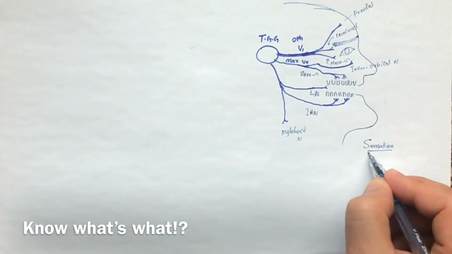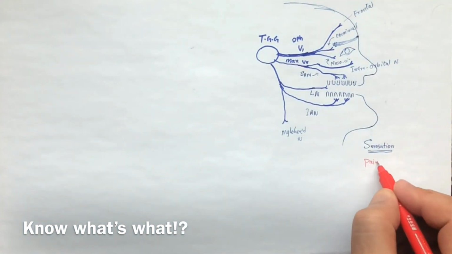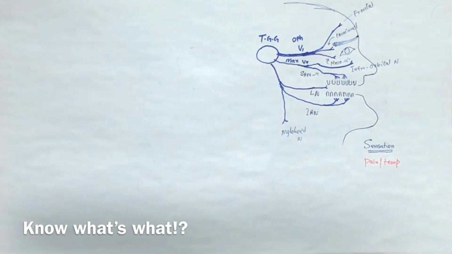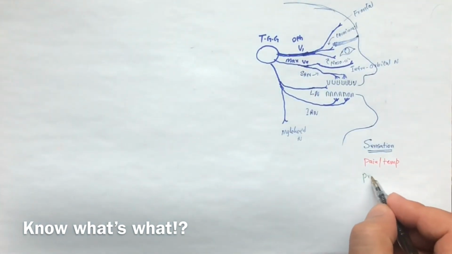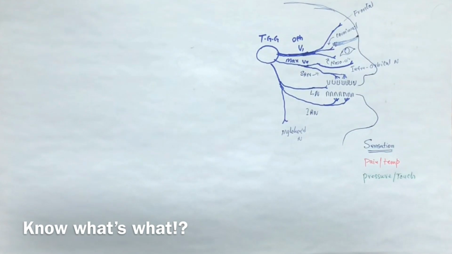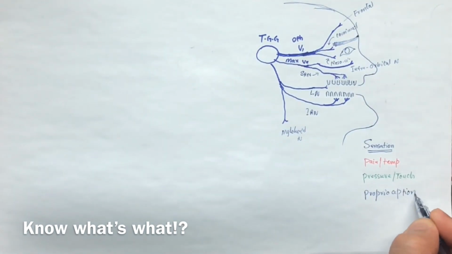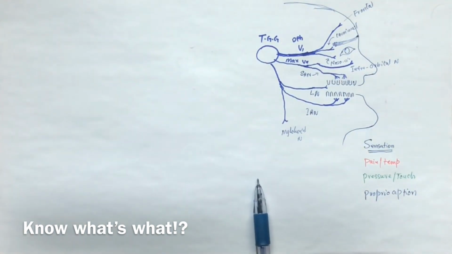So here we write the different sensation: the pain, temperature, pressure, touch, and proprioception. So all these different nerves receive from different part of the face these sensations. So let's look at the trigeminal ganglion.